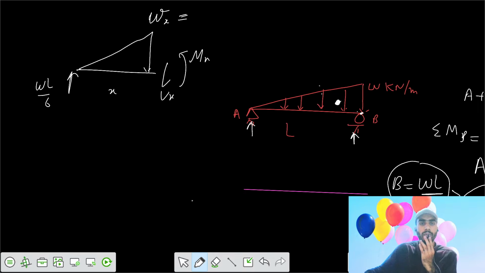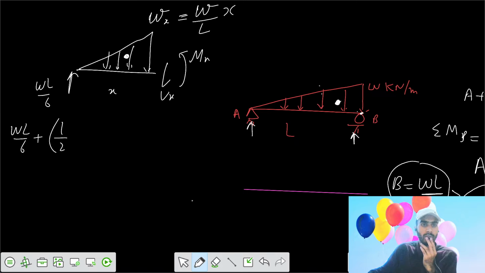This value of Wx, we know that this is W kilonewton per meter per length L, but we need it for only X length. Then we can get the variation. Say the centroid acts at this point. We can say that summation Fy equals 0. We can write WL by 6 plus the area of that triangle, 1 by 2 times WL by X into X. That shear force is downwards, plus shear force is also downwards. We can write minus Vx equals 0.